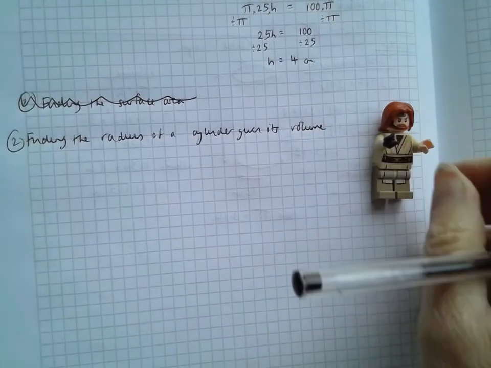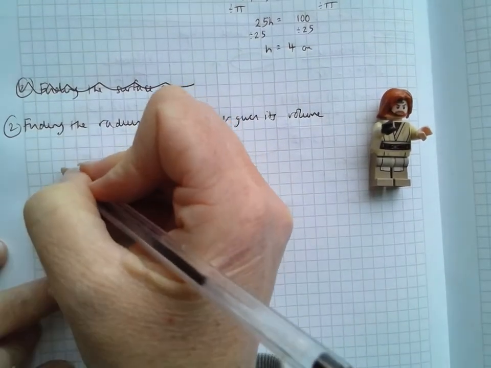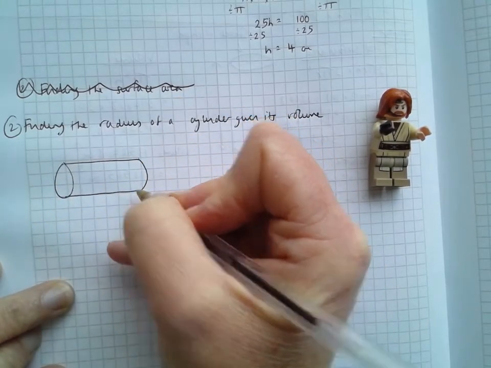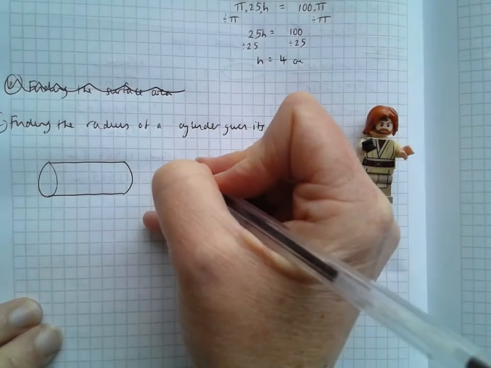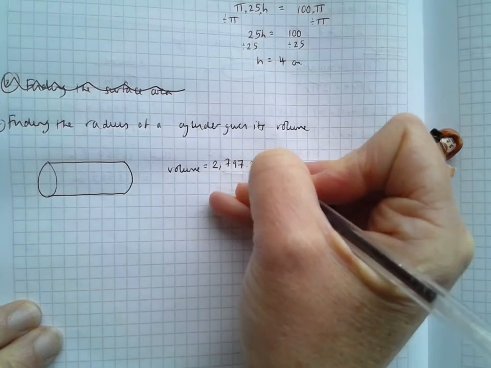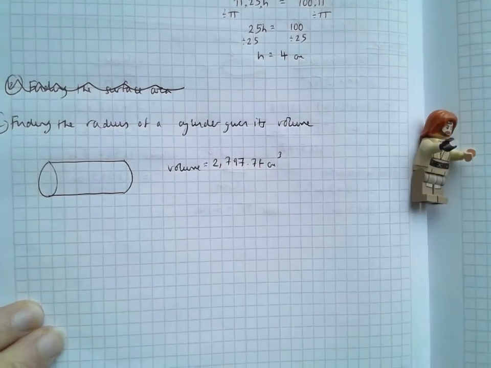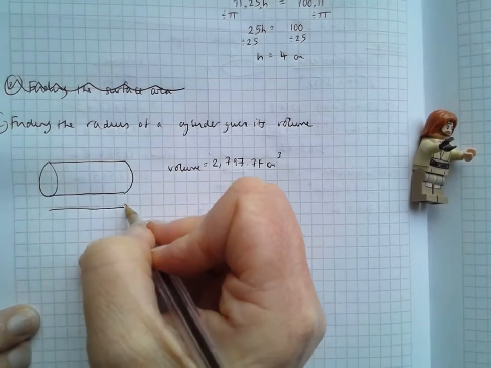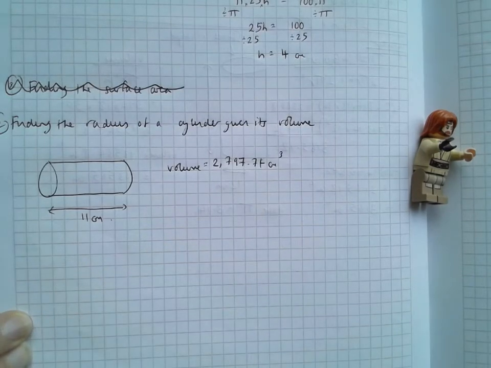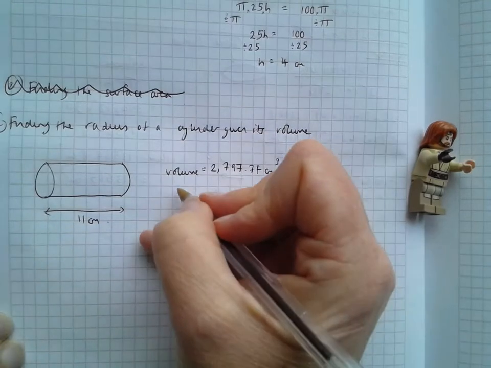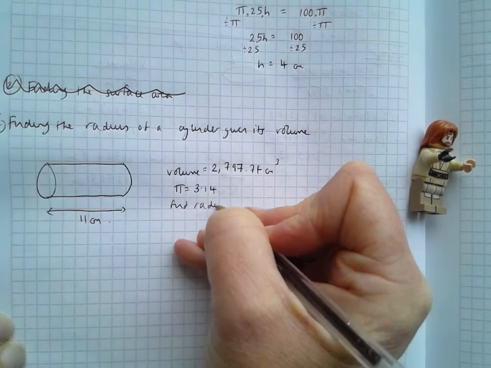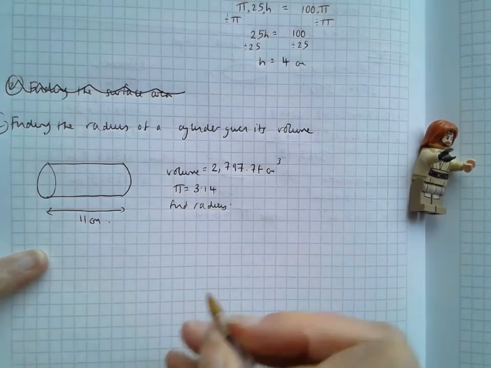Finding the radius of a cylinder given its volume. So in this case, here's our cylinder. The volume of this cylinder, we're told, is 2,797.74 centimeters cubed. What am I told about it? I'm told that its height is 11, and the value of pi we're told to take is 3.14, and we're asked to find its radius. So again, let's write down our formula for volume.